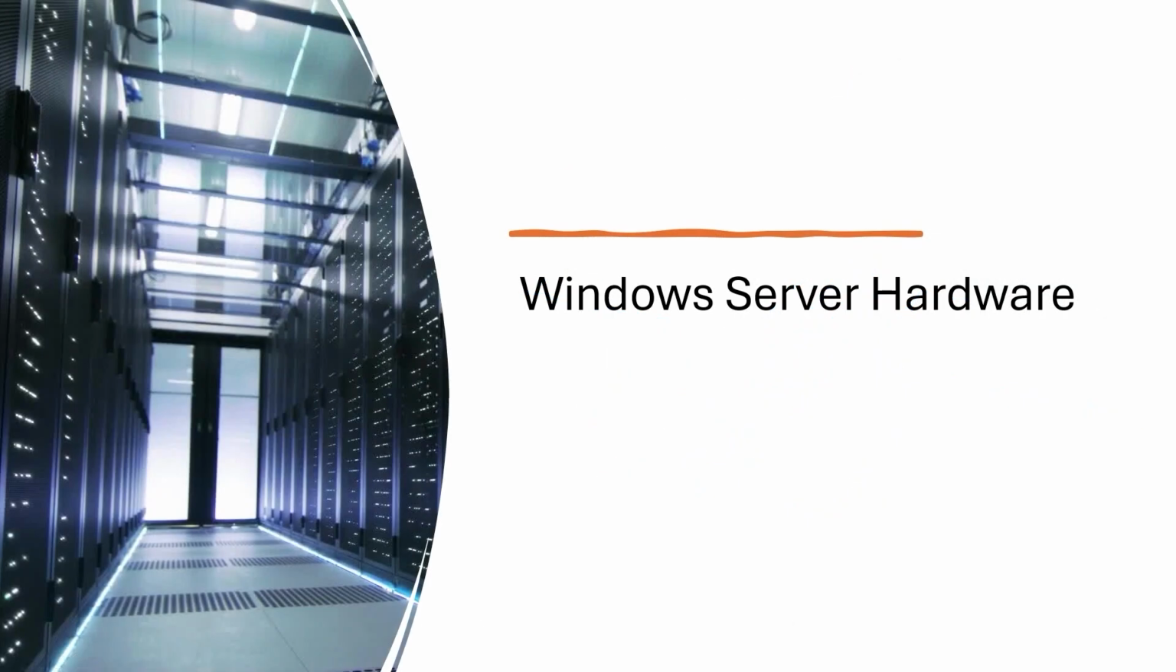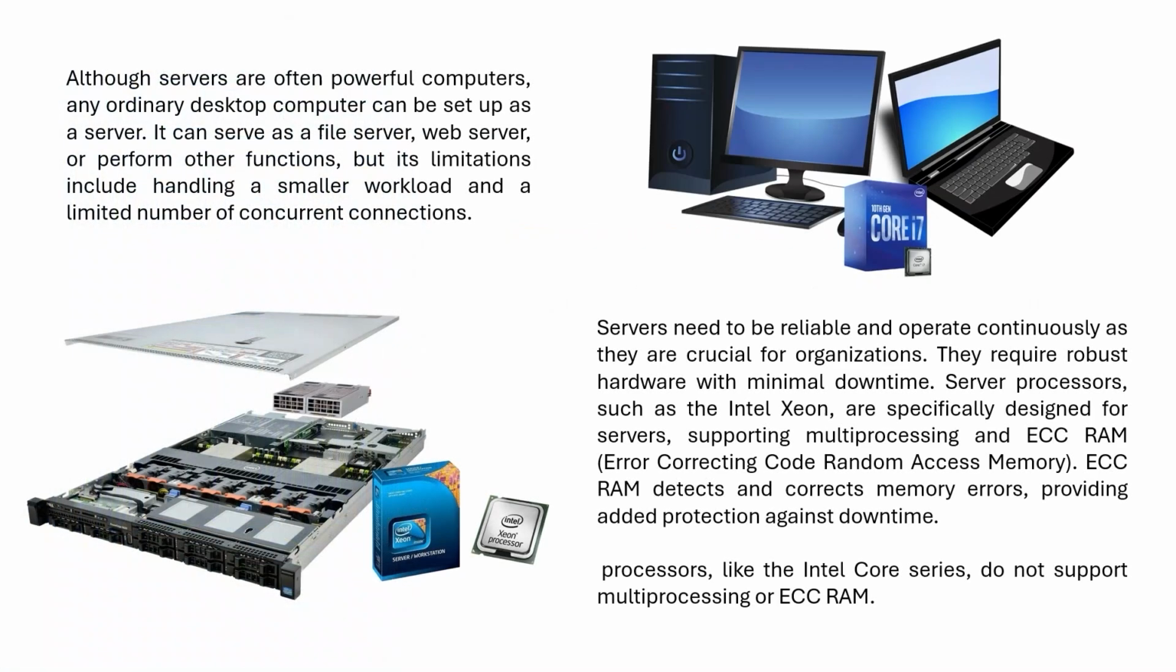Now let's look at Windows Server hardware. Although servers are often powerful computers, any ordinary desktop computer can be set up as a server. It can serve as a file server, web server, or perform other functions, but its limitations include handling a smaller workload and a limited number of concurrent connections. If you take a look at the picture on the right, you will see a desktop computer and a laptop. The reason why I have these examples is to show you that it is possible to run a server on these machines, but you are limited to certain functions.